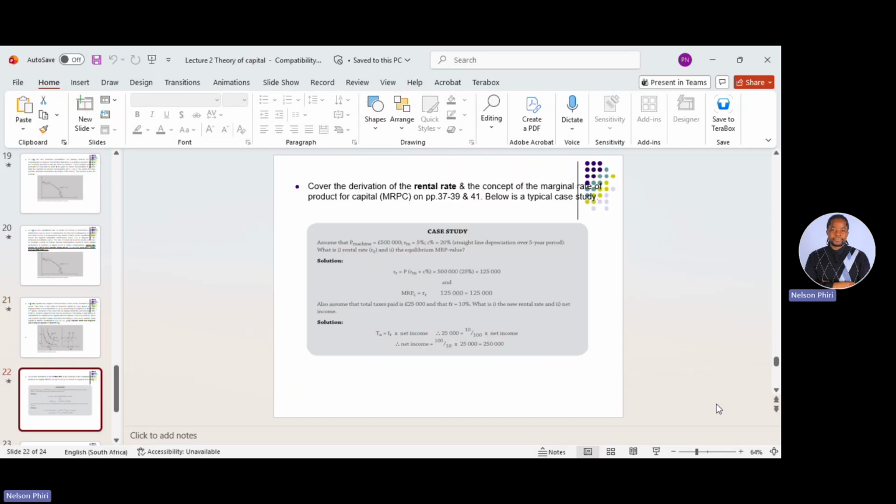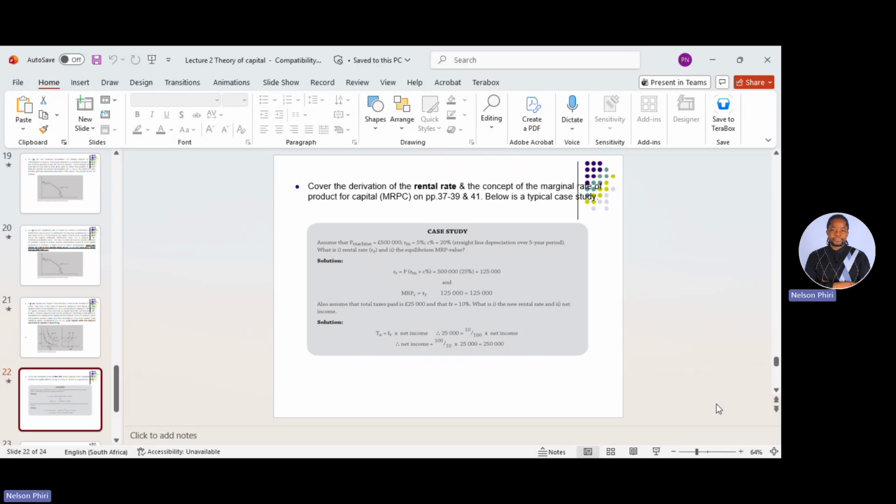You can go through this section where you can look at the derivation of your rent and rental. You have this case study where you have your machine, which is 100,000, and you're given your rental rate R, then you're given the depreciation charge of 20%. So it will be 20 plus 5, which is 25. So the machine, 25% of 500,000, gives us 125,000. That's the first part. We have MRP, marginal revenue product, which is equal to your rental rate, which is 125.